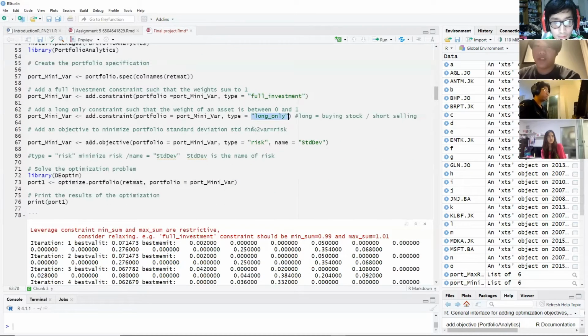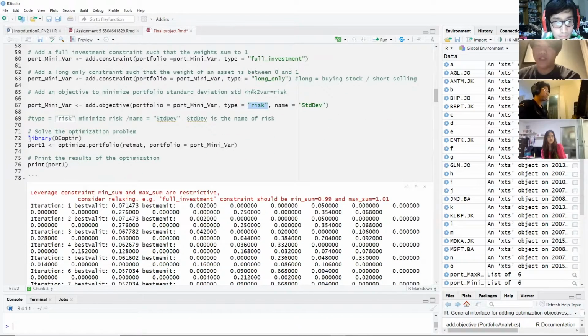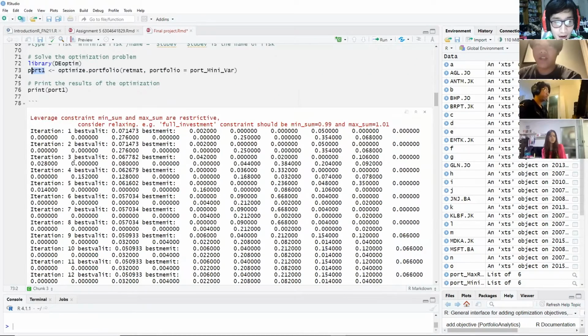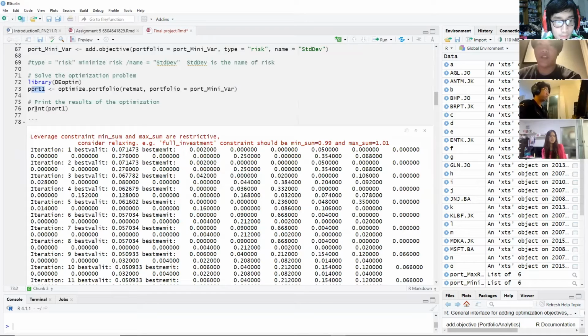And the objective is the risk, equal to the standard deviation. The program will automatically minimize the risk. Finally, we run the application to calculate the portfolio. It works by calculating our conditions and inserting the output in OPT2. And the print shows the result.